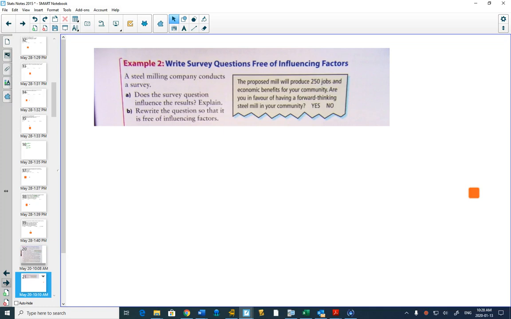Just make it simple, right? Do you think you should have a steel mill in your community? And then the person has to decide for themselves, well, what's good about it, what's bad about it. They have to do that research for themselves. Maybe they would even be able to say, I don't know. I don't know if that would be good or bad, right? Yes, it would bring jobs, but maybe there would be some environmental things that could be a problem.